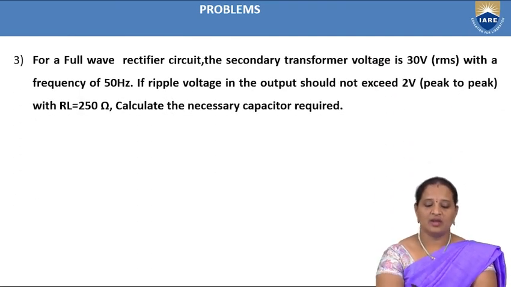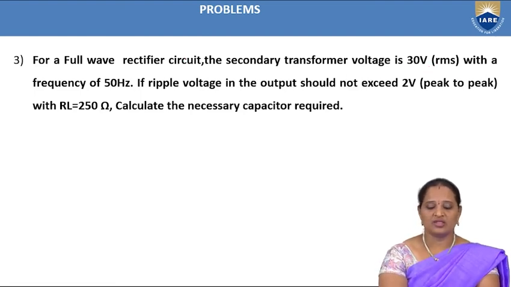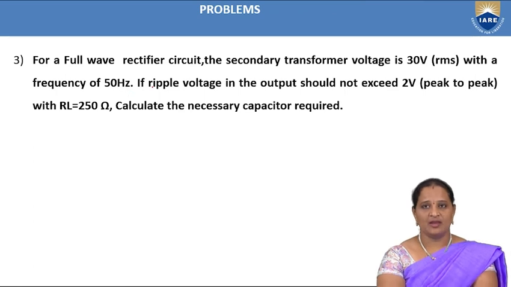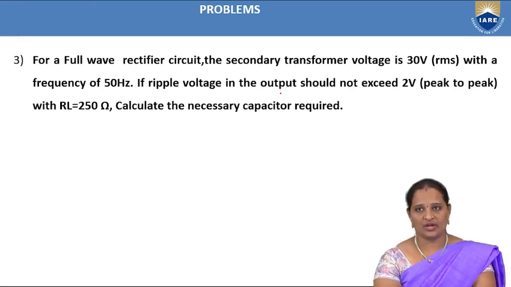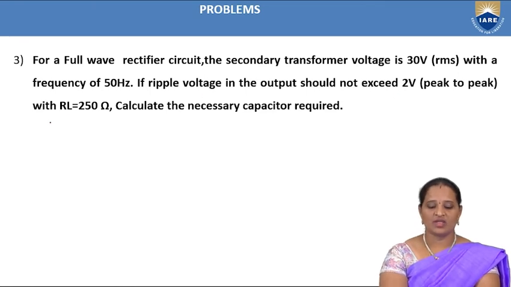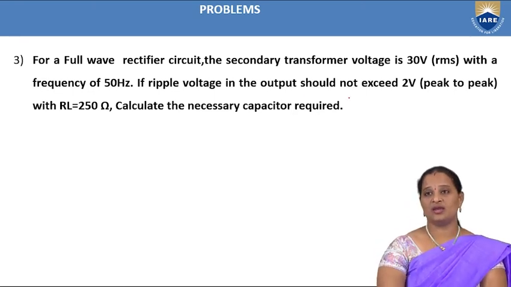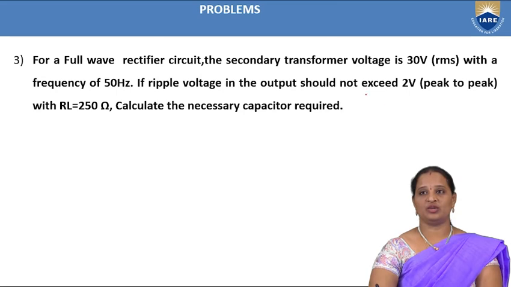Now the next one. For a full wave rectifier circuit, the secondary transformer voltage is 30 volts RMS with a frequency of 50 Hz. If the ripple voltage in the output should not exceed 2 volts peak to peak with RL of 250 ohms, calculate the necessary capacitor required. So he gave us the ripple voltage peak to peak.